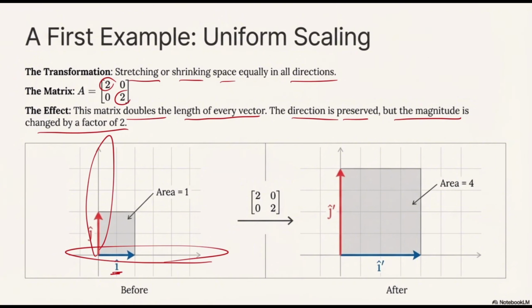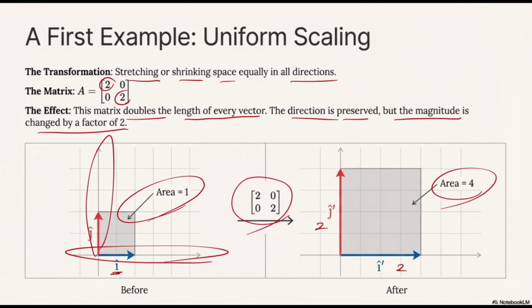It means that at this point, I have a space and I know its area is going to be 1. By using this matrix as a transformation method, I'm going to double every side of this square. And if I do that, my area is going to be 4. Obviously, it has been doubled. So the only thing that is happening, I'm just stretching my space, nothing more.